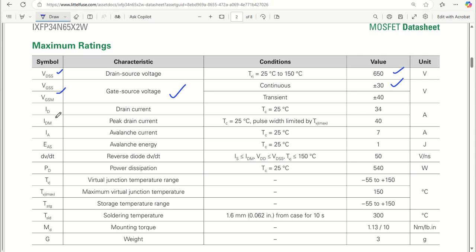All right. Now, what is the drain current that it can withstand? It can withstand up to 34 amperes continuous current. We have peak current capability as well, which is a little bit higher, that is 40 amperes. Now the other parameters: we have avalanche current, which is 7 ampere, and let us talk about power dissipation. We have 540 watts, so it can withstand up to 540 watts. For the temperature range, it can go from -50 to 150 degrees centigrade, which it can withstand very easily. Similar to that, other parameters are there.